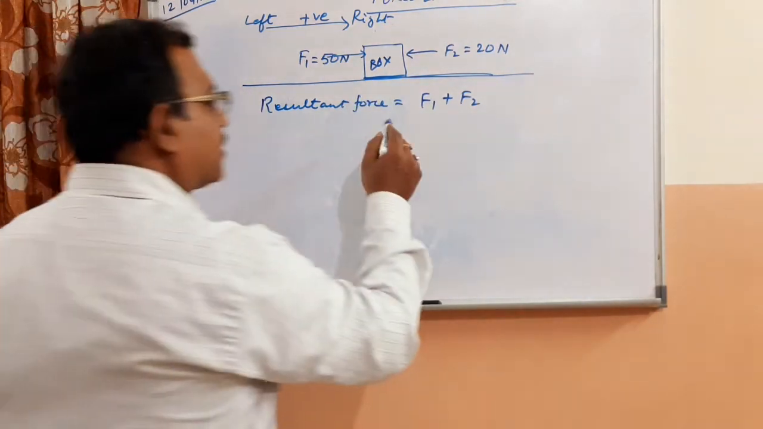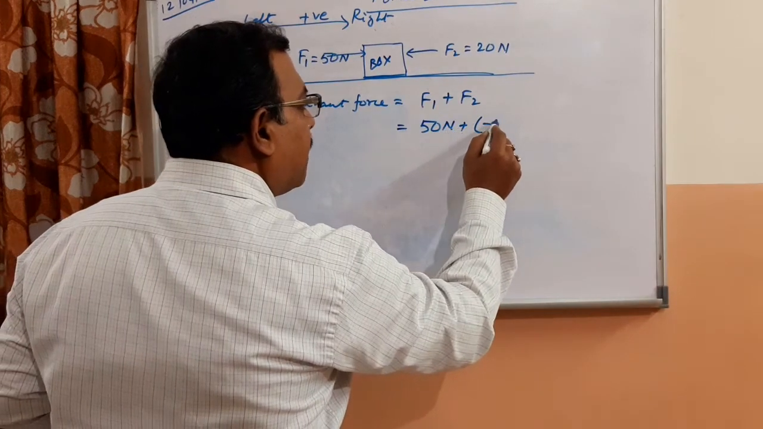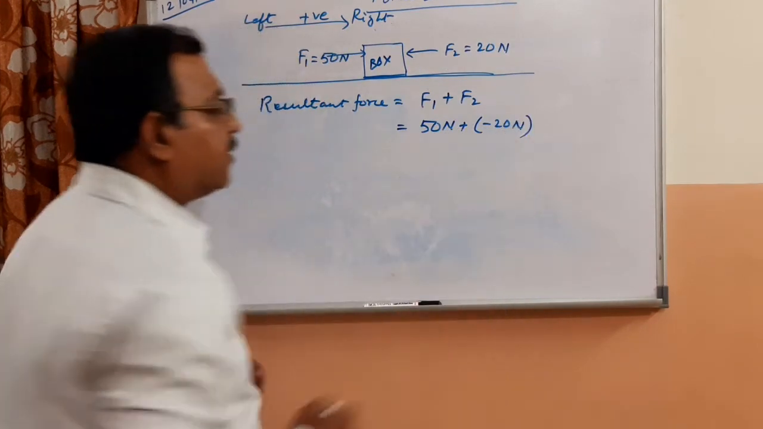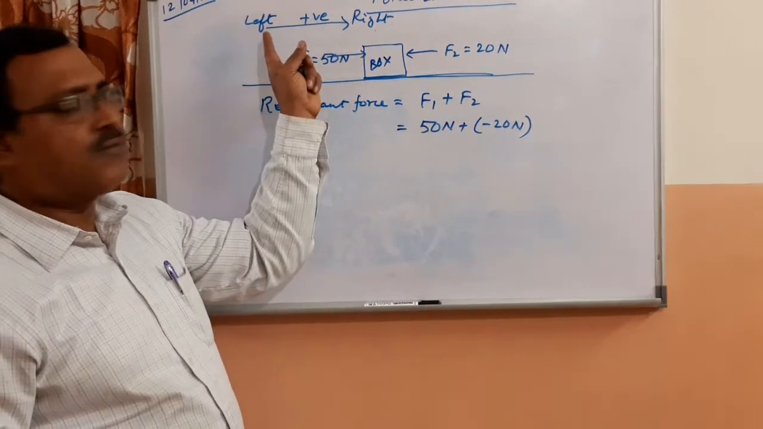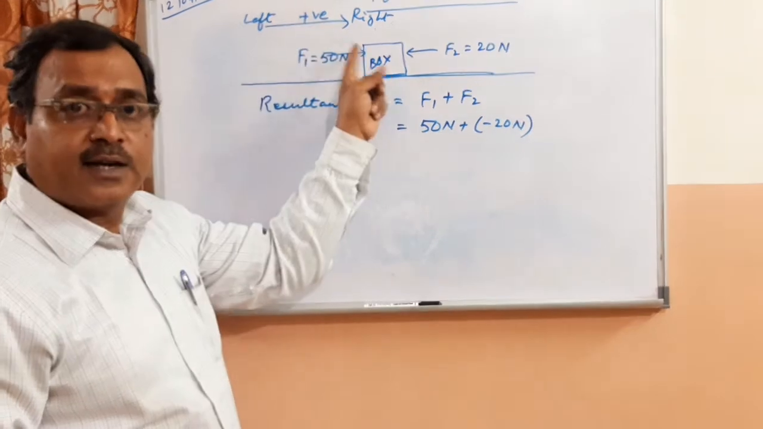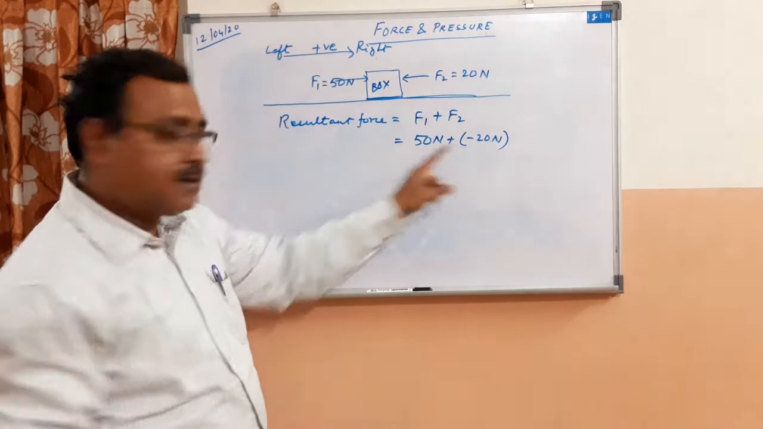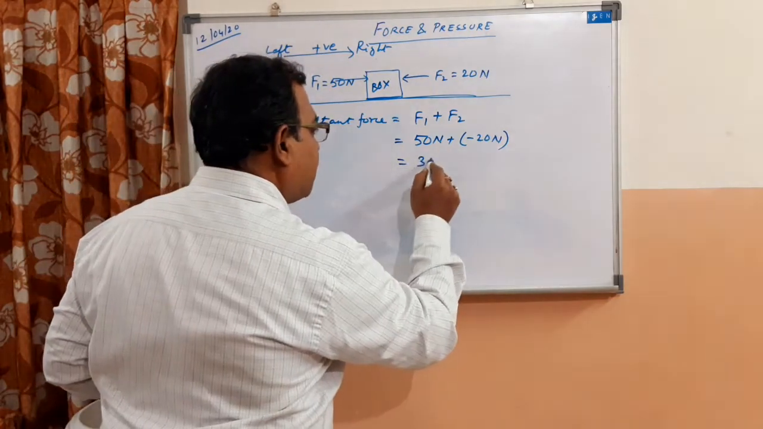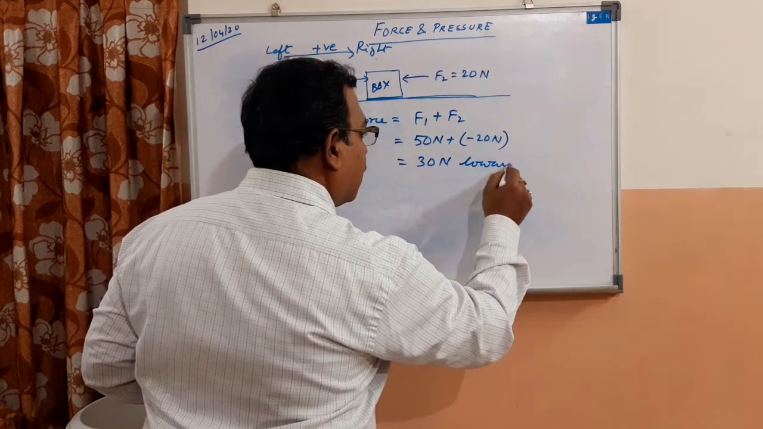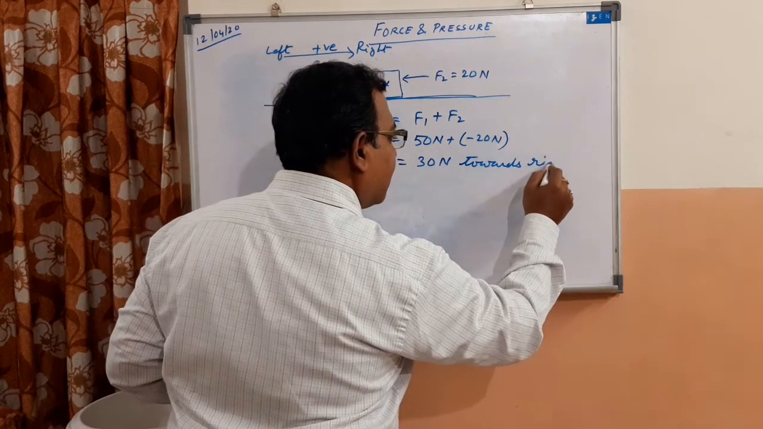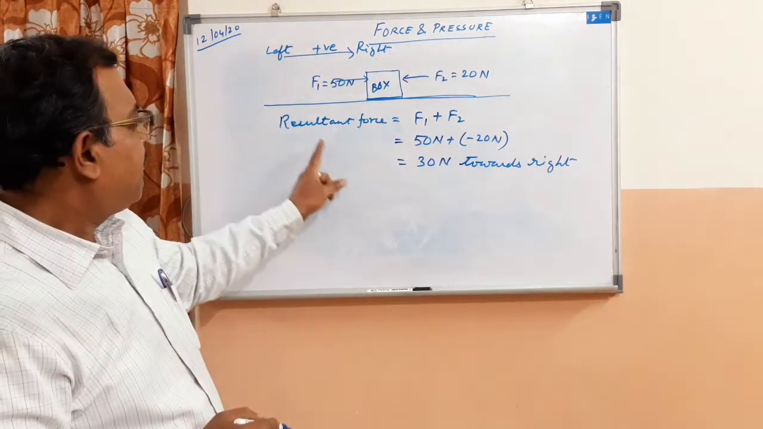So now let us see. Resultant force will be equal to 50 Newton plus minus of 20 Newton. Now why this minus sign? Because I have taken the actual direction of the force as positive from left to right. So when a force is applied from right to left, it will have a negative sign. So net force is 30 Newton towards right. Understood? So this is called resultant force.